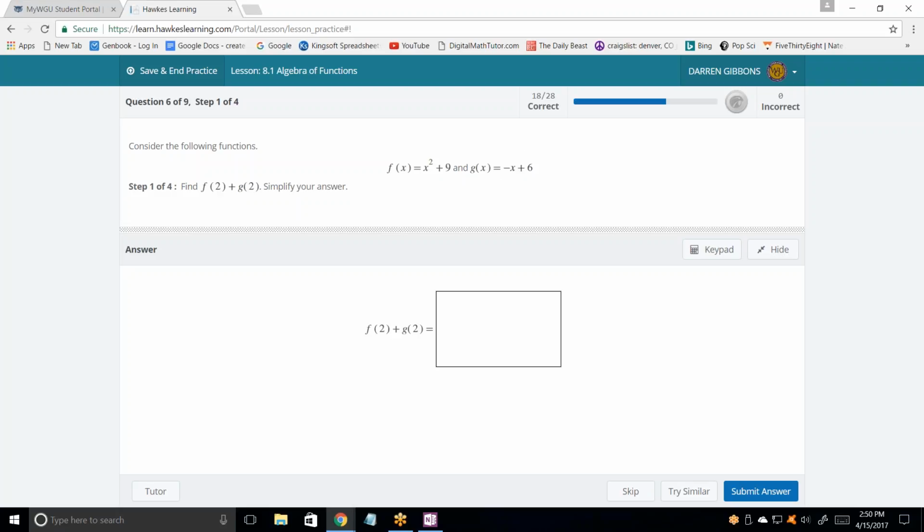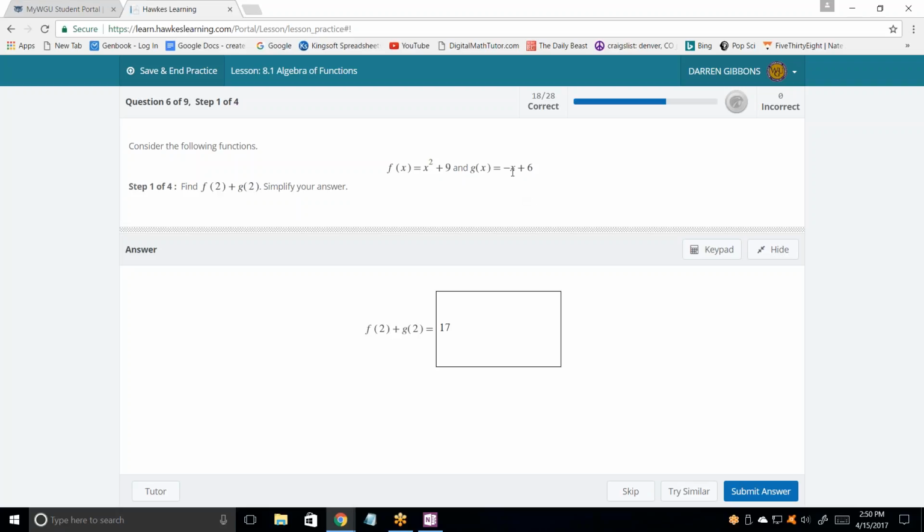Plug into this equation. So negative 4 plus 6. Negative 2 plus 6. Oh, yeah, it's not, no, it's not squared. So that one's 4. So we got 13 plus 4, 17.